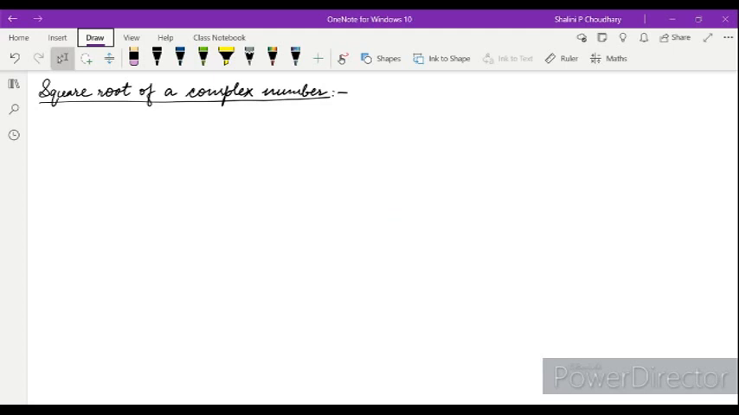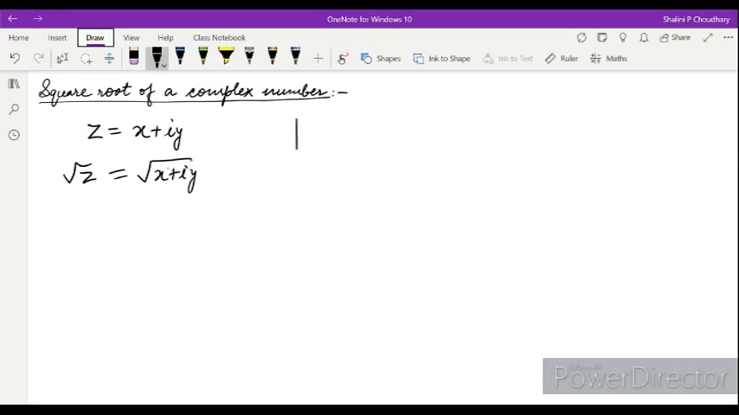Today we'll start the next topic, that is square root of a complex number. Okay, so if we have a complex number z that is equal to x plus iy, what we have to find out is the square root of z. So that will be equal to square root of x plus iy. Now let us suppose square root of x plus iy, or square root of z, is equal to a plus ib. Now we have to convert this x and y in terms of a and b.